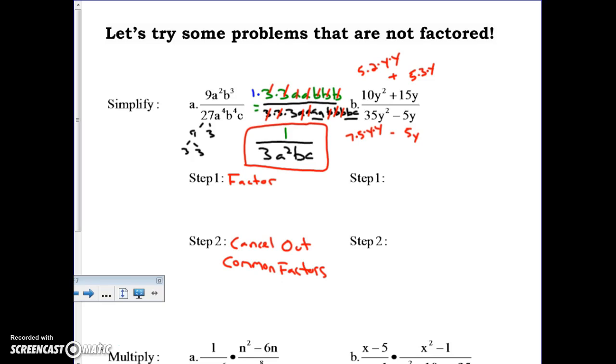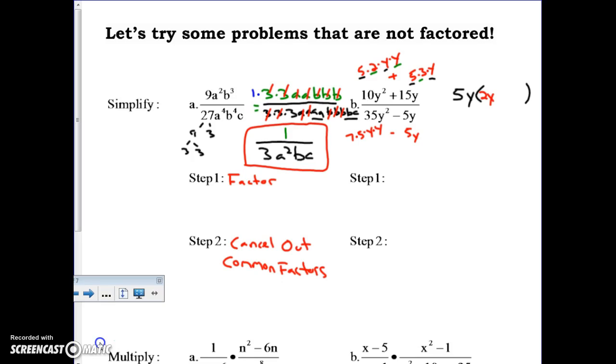Their greatest common factor is going to be, they each have a 5, they each have a y, nothing else in common. So the greatest common factor is going to be 5y, and then we're going to open up a set of parentheses and put this back together. Whatever we didn't take out goes back in. So we're going to have a 2y, which comes from here and here, and then a plus 3, which comes from right here.